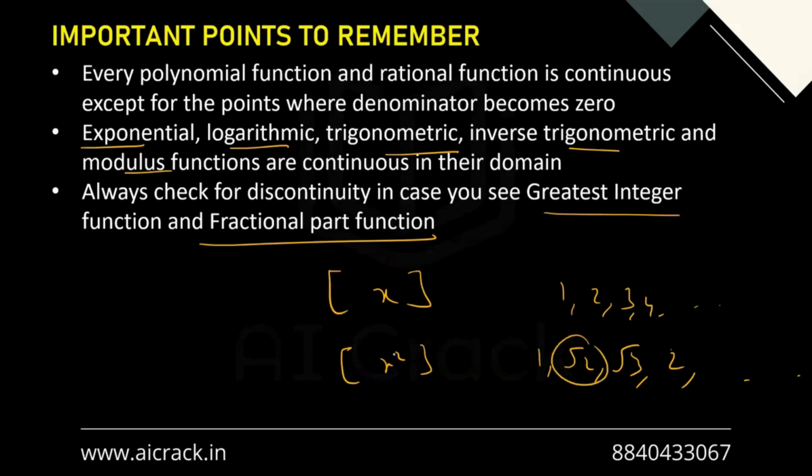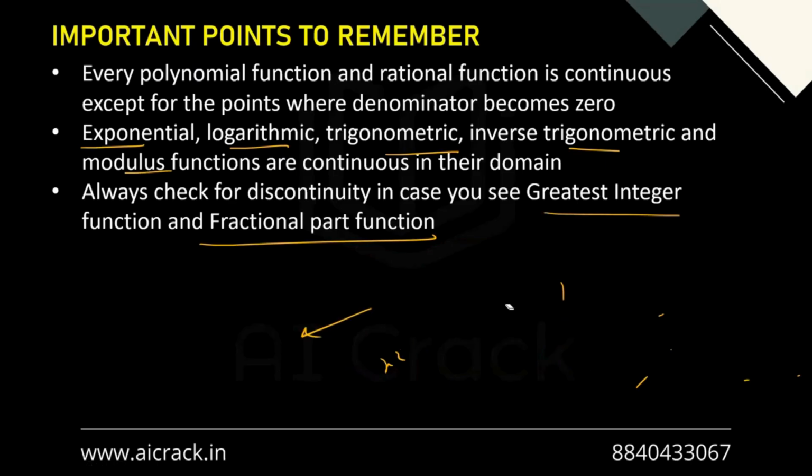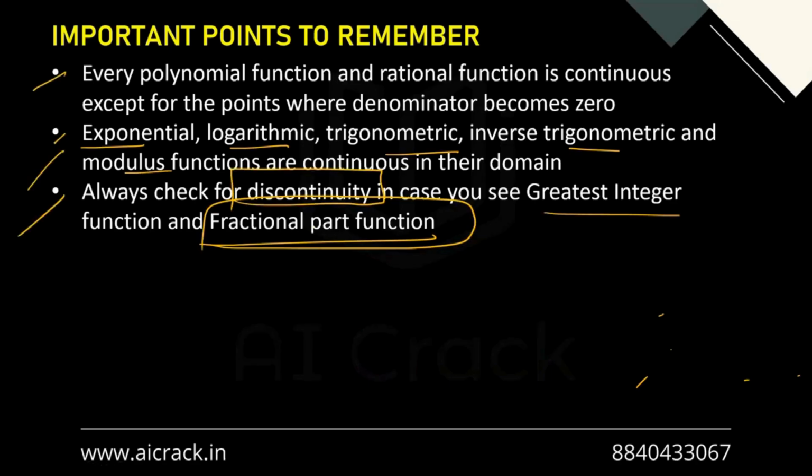Because for root 2, this function would become an integer, right? For root 3 also, this function would become an integer. So at all points, when this value is taking integral values, in those cases we have to check the discontinuity of the function, okay? So we have to be very careful whenever we are dealing with GIF functions and fractional part functions in case of continuity and discontinuity. Okay. So remember all these 3 points for easy solving of problems.